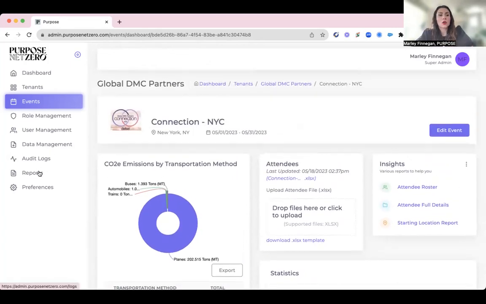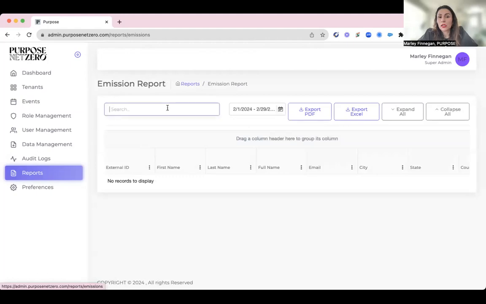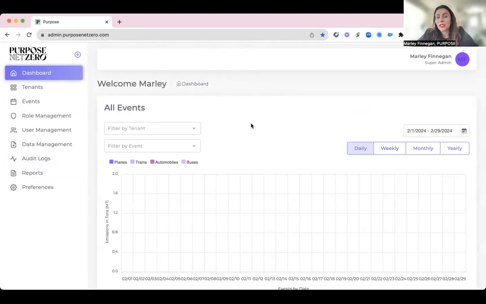The other cool things you can do is run reports. You can pick date ranges, and you can do this for all of your events, a portion of your events, or your events for the entire year, and see what your emissions were in total. So there's a lot of great options here. Would love to speak with you more about this tool and how it can integrate and help you out in your group travel calculations.